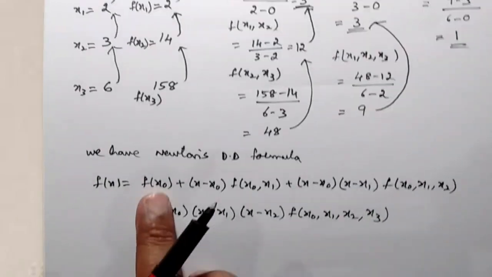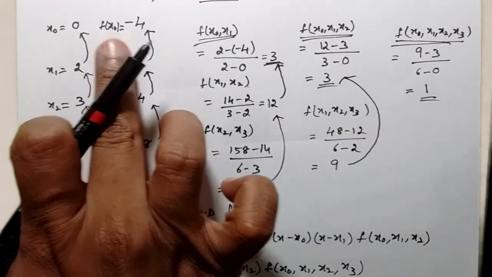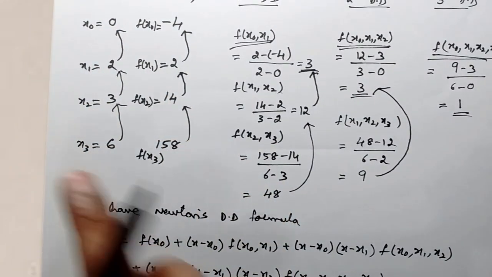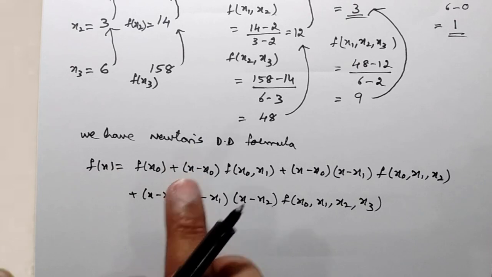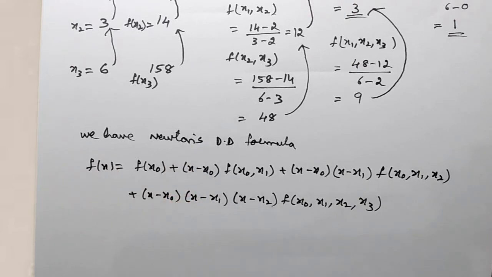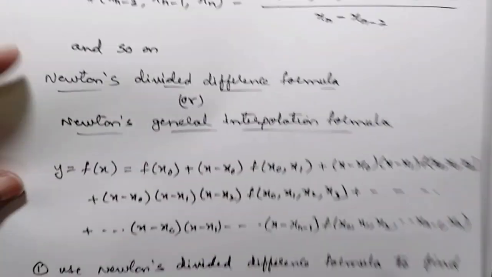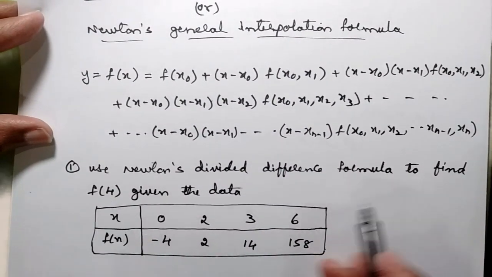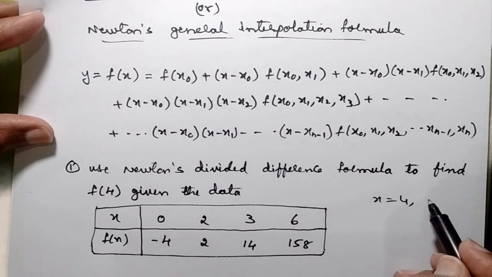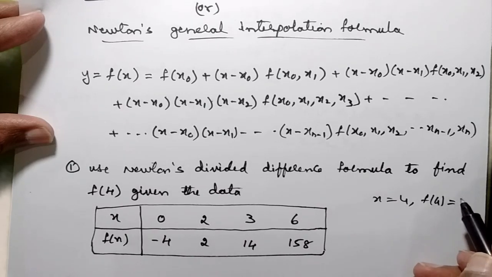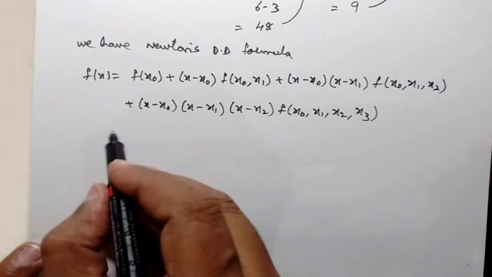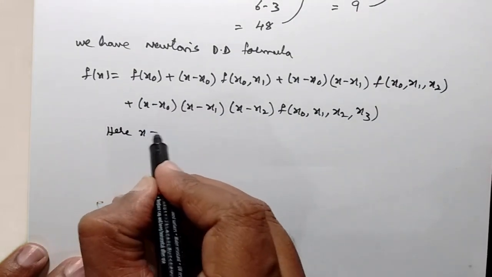And what is f of x0 here? The f of x0 value is known here. It is minus 4, and you know the values of x0, x1, x2 and x3. The question is, what is the value of x? At what point is he asking us to find out? Go back to the question. He says to find f of 4. That means when x is equal to 4, what will be the value of f of 4? That is what we need to calculate. So here the value of x is 4.